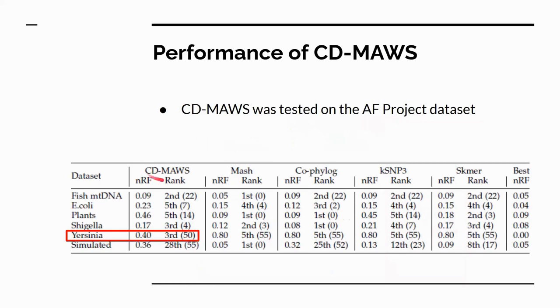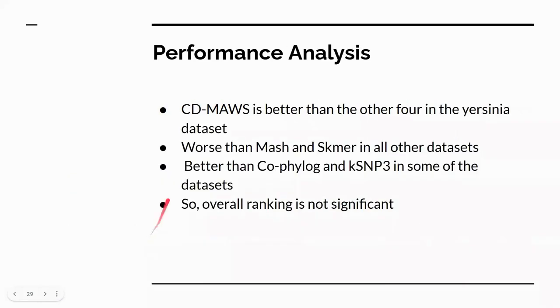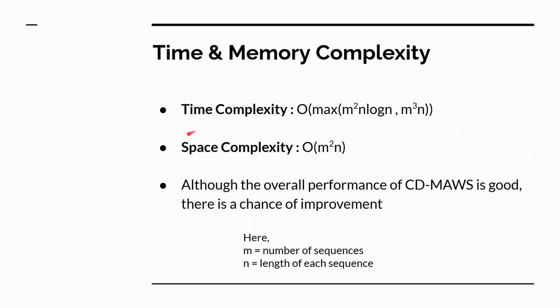This is a comparison between CD-MAWS and other methods in terms of accuracy. From this table, we have seen that CD-MAWS outperforms all other methods in the Yersinia dataset, but MASH and Skmer outperform CD-MAWS on all other datasets. So the overall ranking is not that significant. This is the time and space complexity of CD-MAWS, where M is the number of sequences and N is the length of each sequence.